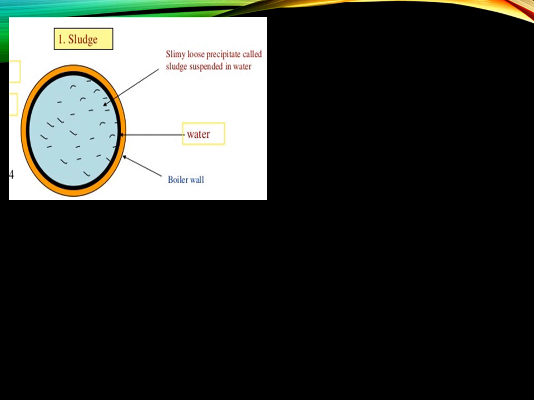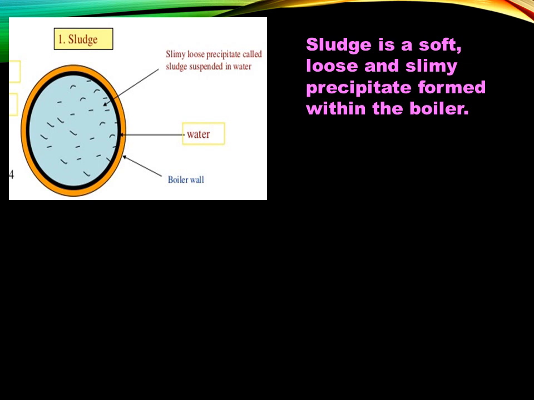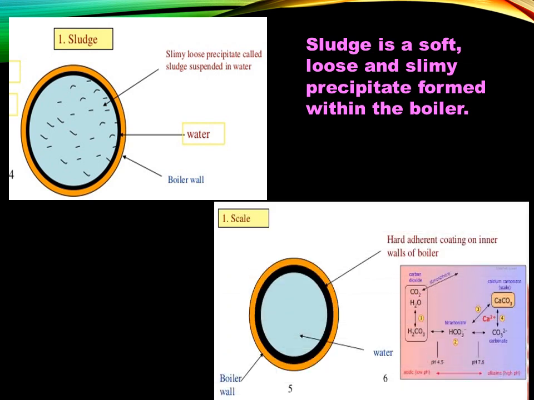See, what is sludge? The slimy, loose precipitate is called sludge, which is suspended in water. See, it is suspended over the surface of the water. It does not make a layer with the walls of the boiler. Sludge is a soft, loose, slimy precipitate formed within the boiler, suspended in water over the surface.